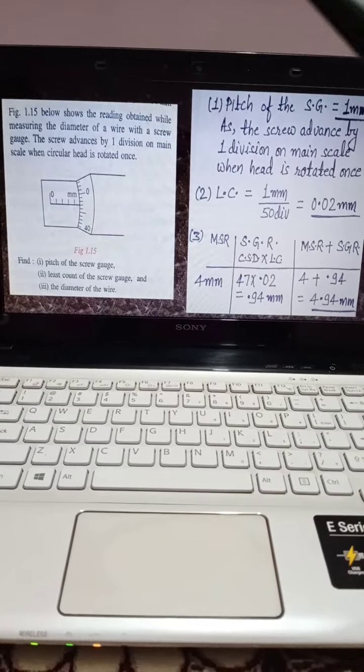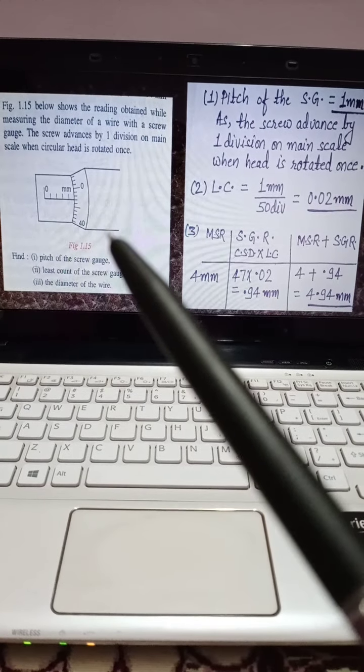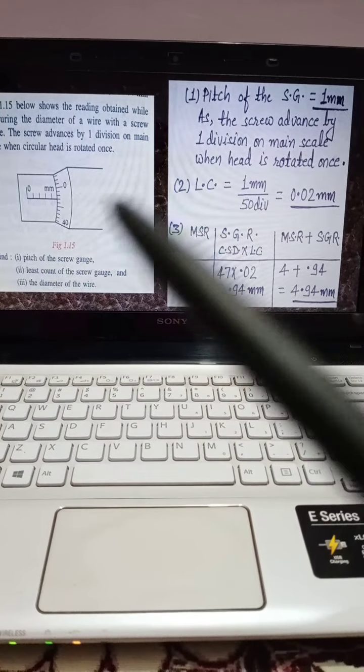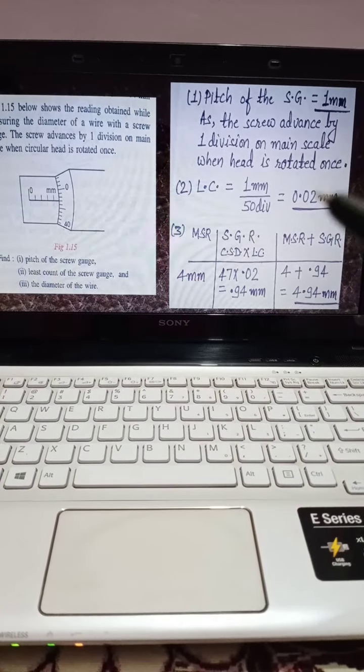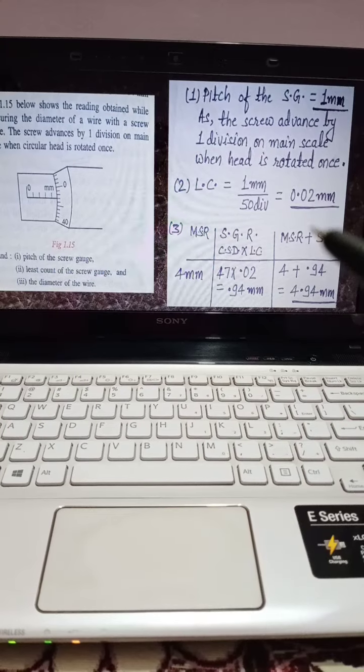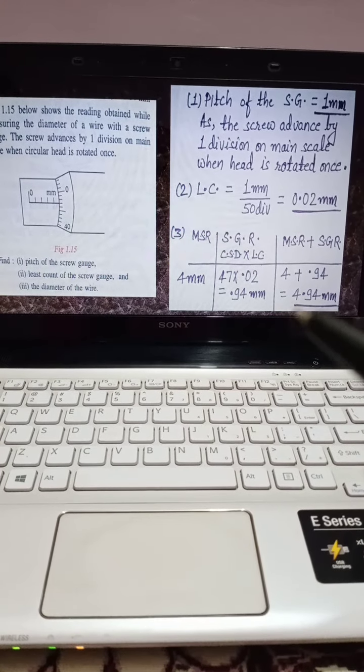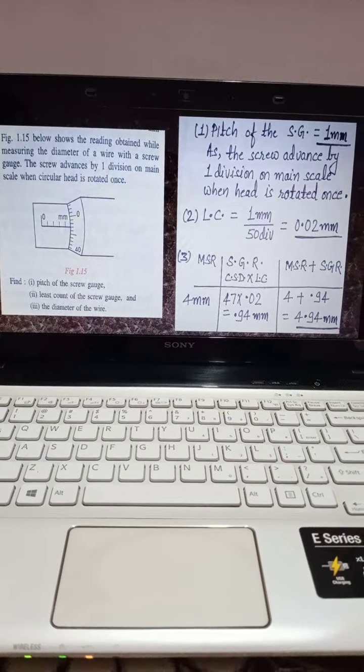So here for this diagram, we got the pitch of the screw gauge as 1 mm, least count of the screw gauge as 0.02 mm, and the diameter of the wire is 4.94 mm.